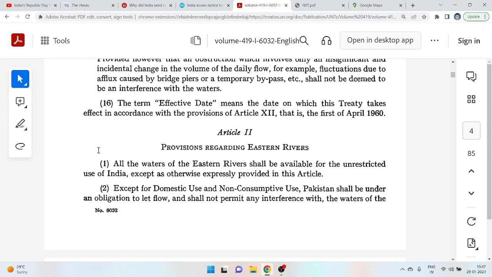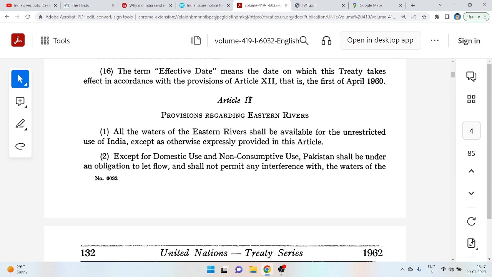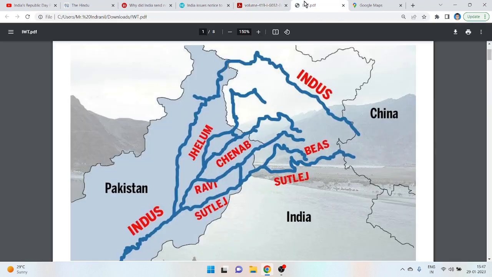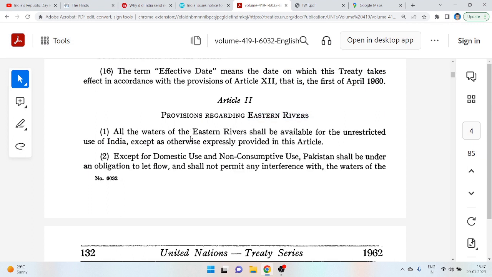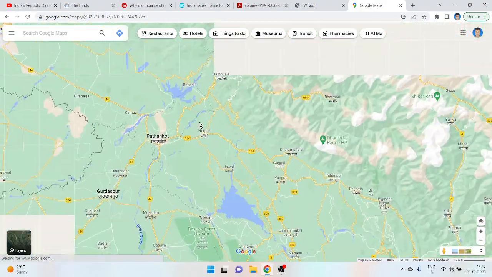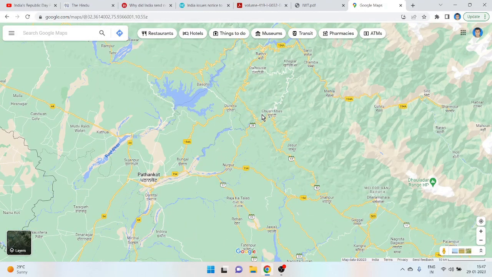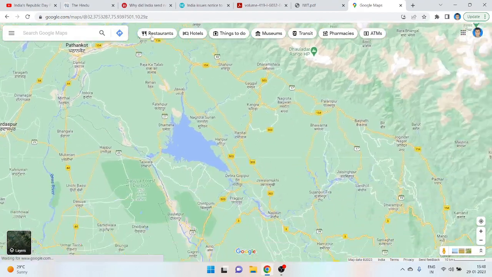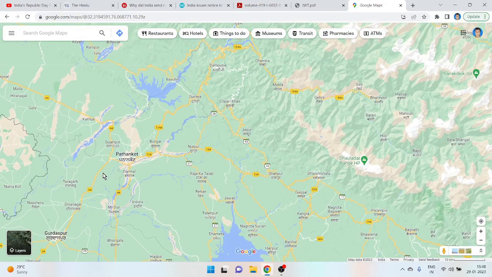Next is Article 2. What is Article 2 saying? Provisions regarding eastern rivers. What are the eastern rivers? These are the eastern rivers: Ravi, this is small Beas, and this is long Satluj. So, provision regarding eastern rivers: all the waters of the eastern rivers shall be available for the unrestricted use of India except as otherwise expressly provided in this article. So, unrestricted use by India, as much as possible India can use it. There is no restriction. So, after constructing these big reservoirs, almost all the water of these three eastern rivers is restricted by these three big reservoirs, and a very small amount of water is finally flowing into Pakistan.